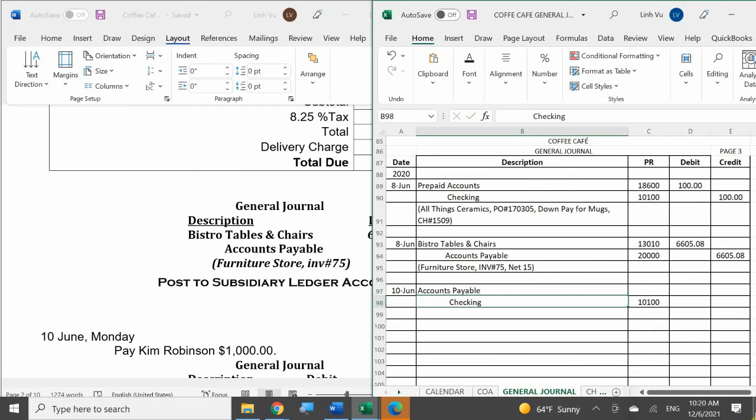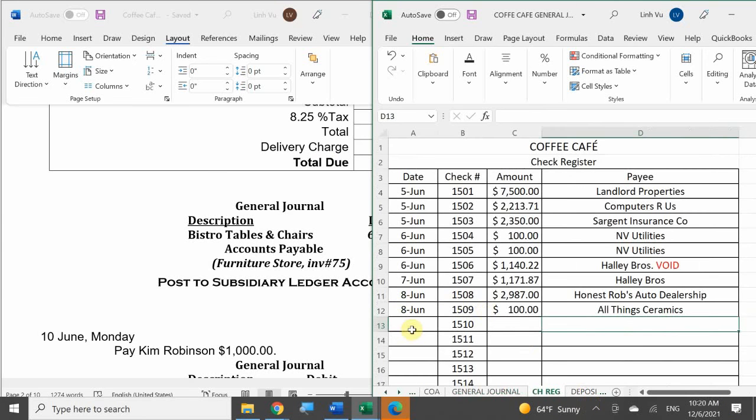Okay, accounts payable. And we're going to pay $1,000 to Miss Kim Robinson. Okay? So, how are we going to pay her? If we're using our checking account, how are we paying her? By check. Yep, there you go.